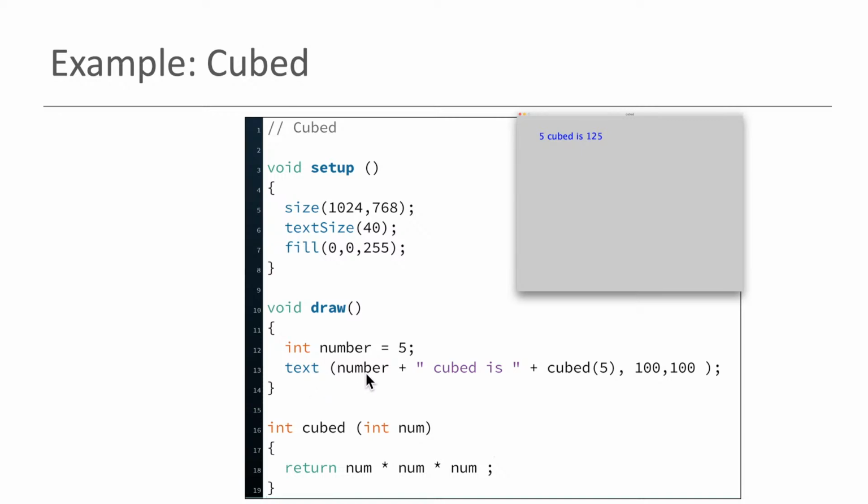And what are we outputting? We're saying number plus cubed is plus, and then I'm calling cubed 5. Okay. And where am I putting that? I'm putting it at 100, 100. So this location is 100, 100. And what am I putting out? I'm putting out this text string. So I'm saying 5 cubed is, and then I'm calling this method that I have to write myself. So cubed is a method where it takes in a number and it multiplies the number by itself twice. Okay, so it's num by num by num, and then returning that back.